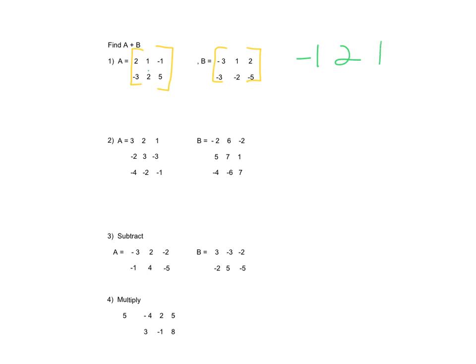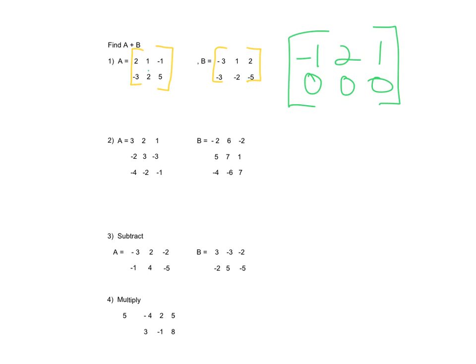I go to the underneath part. Negative 3 plus negative 3 is 0. 2 plus negative 2 is also 0. And then 5 plus negative 5 is also 0. So that's kind of a weird matrix, and that would be my final answer.